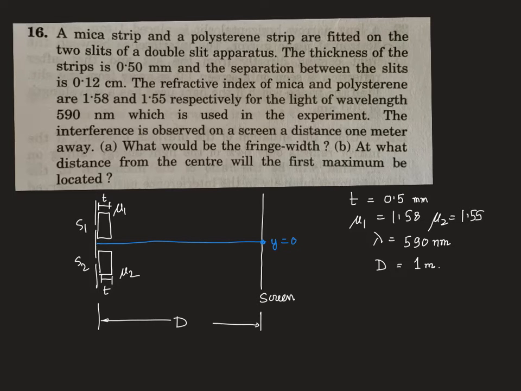What would be the fringe width? Actually, fringe width does not depend on all this, right? Fringe width is lambda into capital D divided by small d. So after calculation, this comes out to be 4.9 multiplied by 10 to the power minus 4 meter. This is the fringe width. Beta stands for the fringe width.